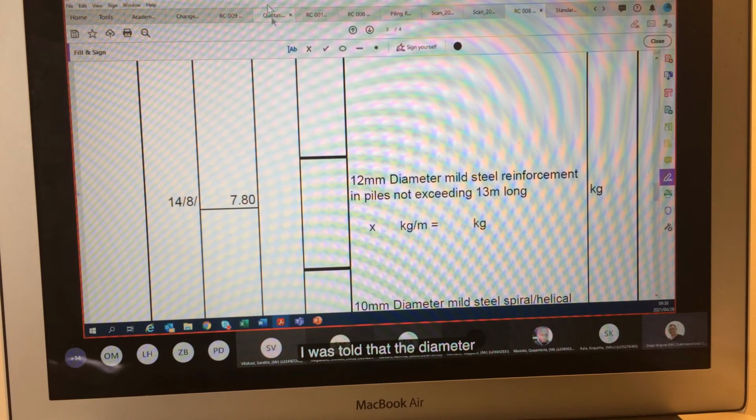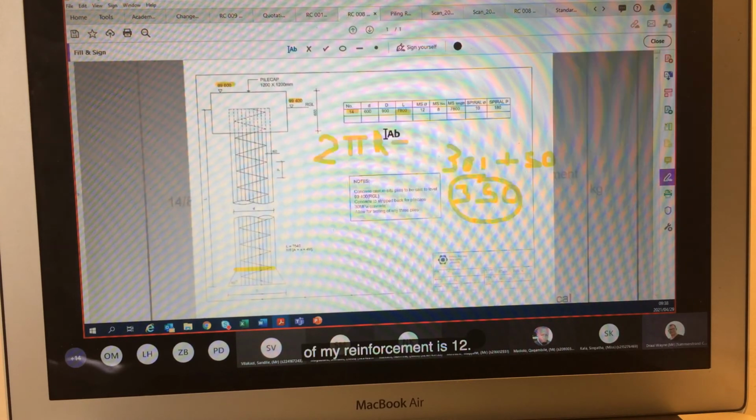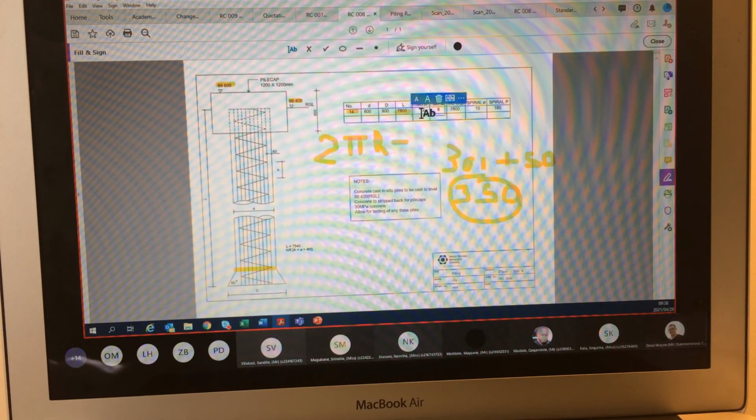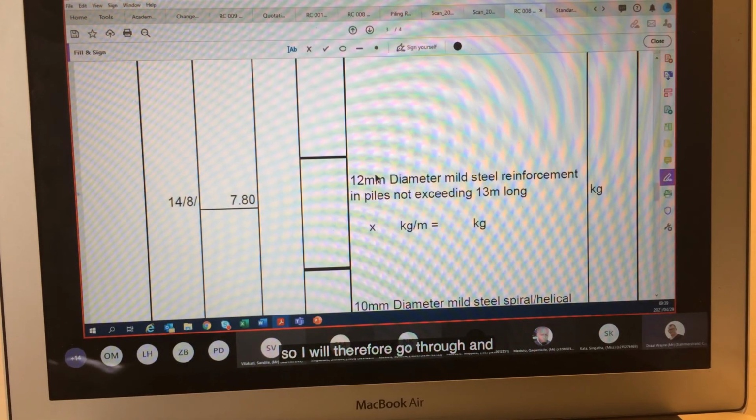I was told that the diameter of my reinforcement is 12 millimeter. The spiral is 10 millimeter. I've been told that the length is 7 meter 800. So I will therefore go through and I'll say 12 millimeter diameter mild steel reinforcement in piles not exceeding 13 meters long, because I was told that it is 7.8 meters. The drawing tells me that, and because it is measured in tons, I will write down my length thereof.